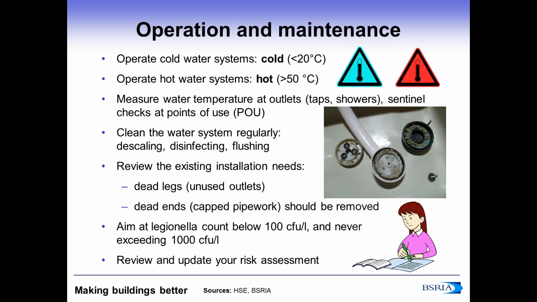During the operation and maintenance of a building, the identified control measures must be implemented. Something as simple as ensuring that the cold water is below 20 degrees and the hot water above 50 degrees, by measuring the temperature at outlets, the point of use, and the sentinel checks. It's important to note that during warm weather conditions, the main water supply could exceed 20 degrees, and you will not be able to do much about it.